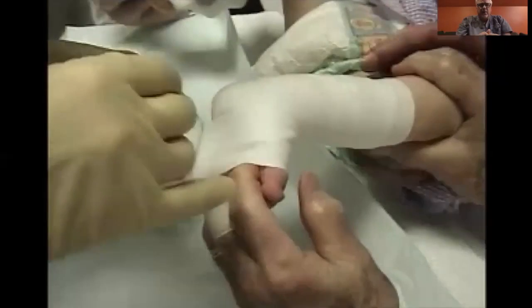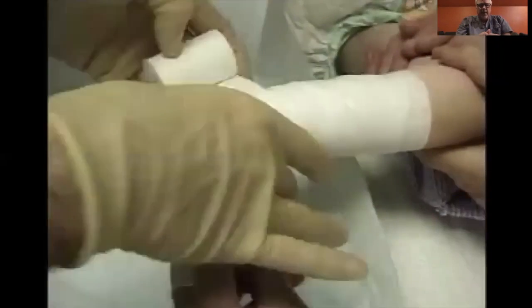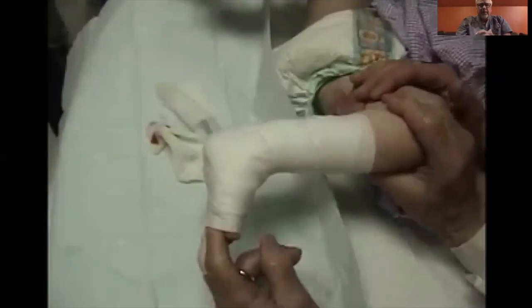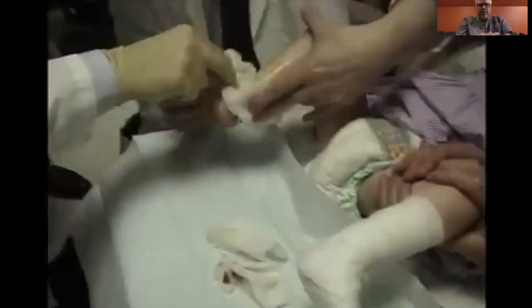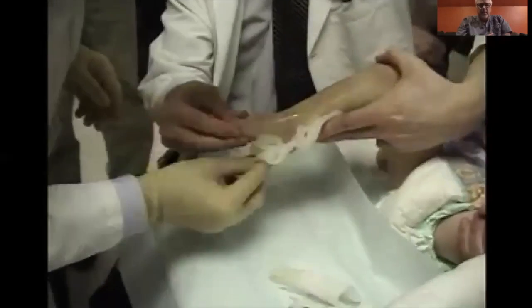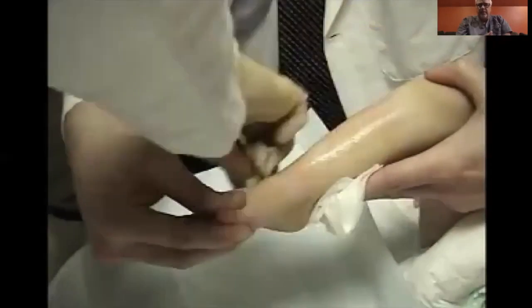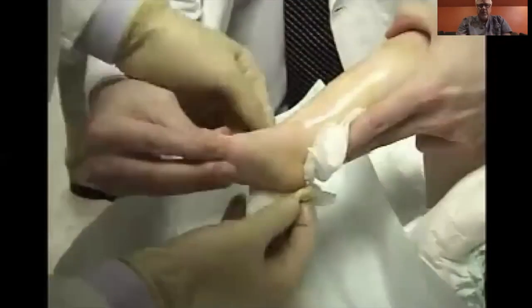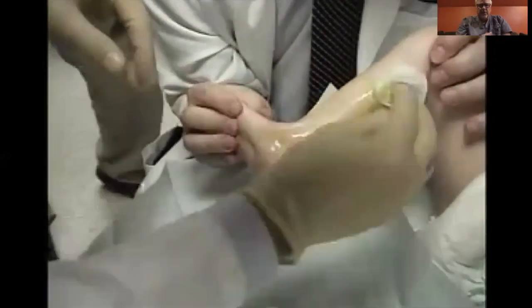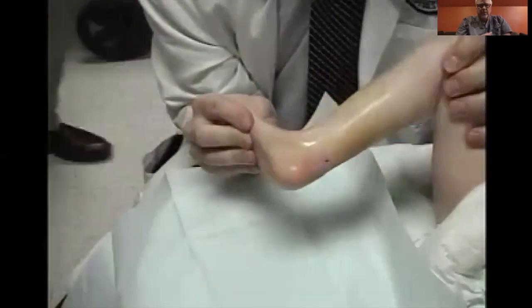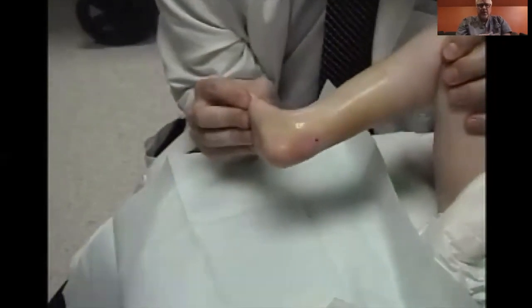You want to have a good mold of the foot, almost like a total contact cast. So very little padding. You want to come out over the toes. It's important to come out over the toes plantarly to stretch out the long flexor tendons, which also can be contracted as part of the deformity. So you want to have like a little platform beneath the toes. And this last cast is left on for 3 weeks.